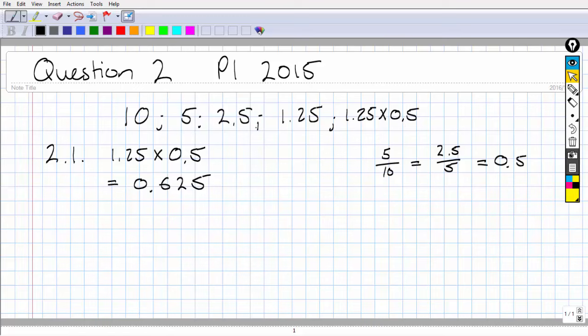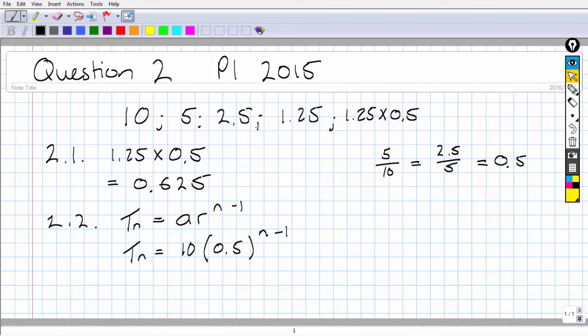Alright, so we get 0.625 as our fifth term. Now, the next question, 2.2, says determine the nth term, Tn in terms of n. A lot of n's, but all that says is determine the general formula of this. Tn equals what? Well, Tn we know is a r to the power n minus 1. We know that because it's geometric. And this is quite simple in the sense that Tn is equal to a, which is the first term, 10, times r, which is 0.5, to the power of n minus 1. We can simplify that if you want. I'm not going to bother.